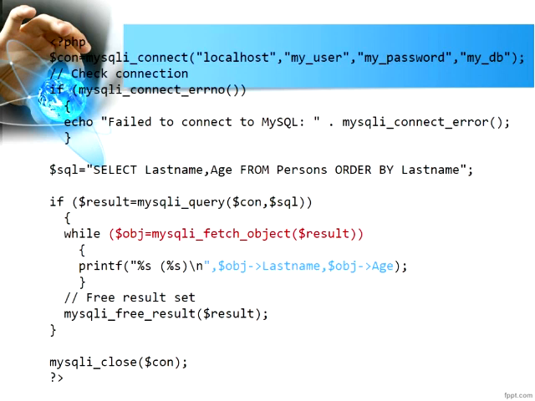Okay, let's move to the third manner. So the third manner is fetch object. So in this case, we will use obj last name, obj age like this. So there are three manners to process the result. We can use fetch row or fetch assoc or fetch object.